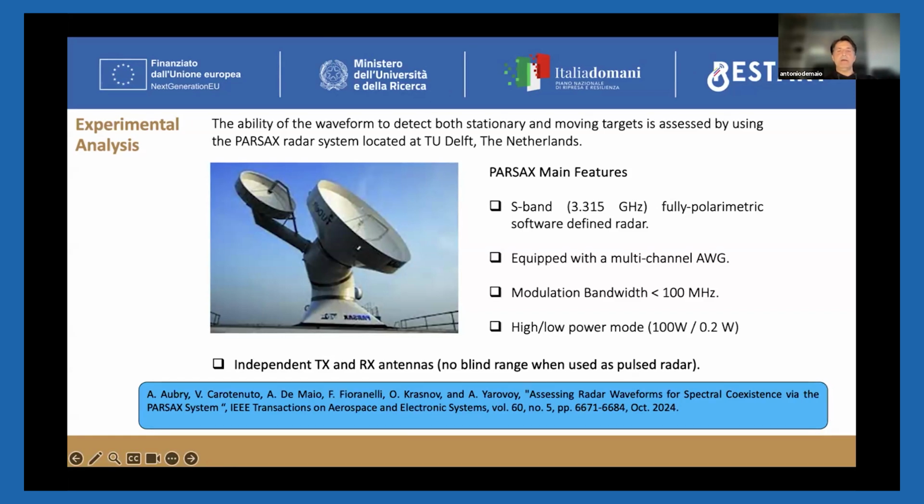It is an S-band, fully polarimetric and software-defined radar. It is also equipped with a multi-channel AWG. It is capable of operating in high and low power mode. There are 2 independent TX and RX antennas, and thus there are no blind ranges when used as a pulsed radar.